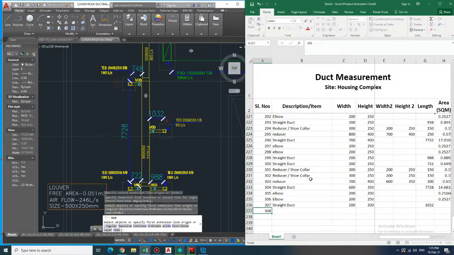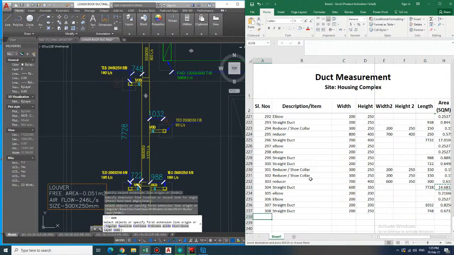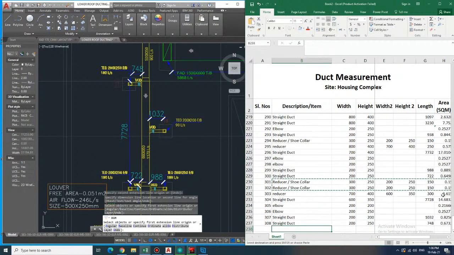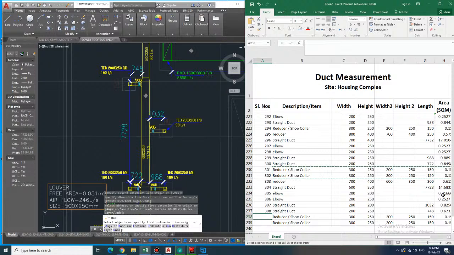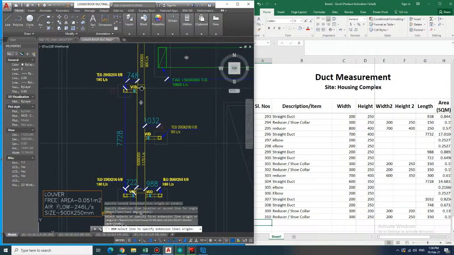308, straight, 200 by 250, 748. Go to the straight duct equation, update here. Then the shoe collar, we need 2 shoe collars. For one the size will be 200 for the height. So that's also finished.